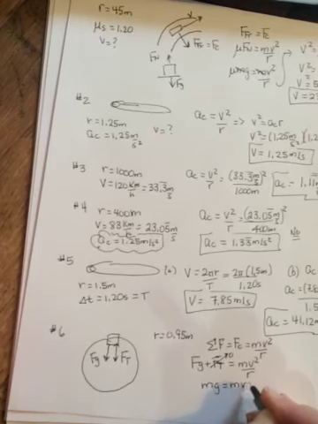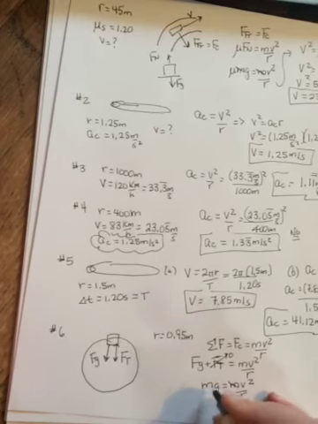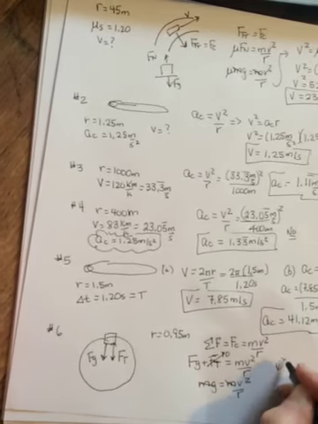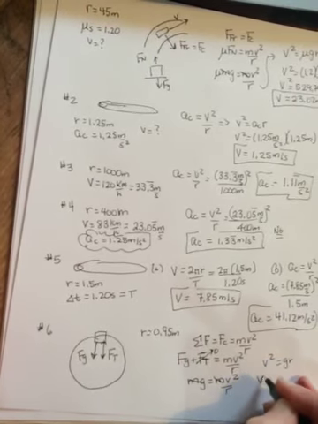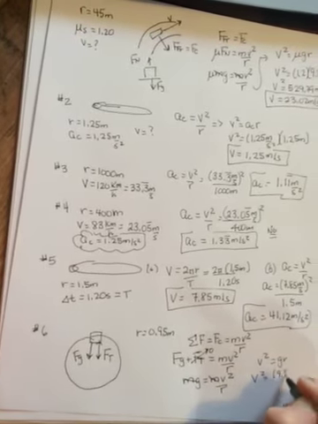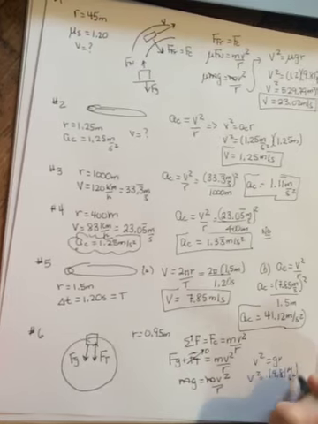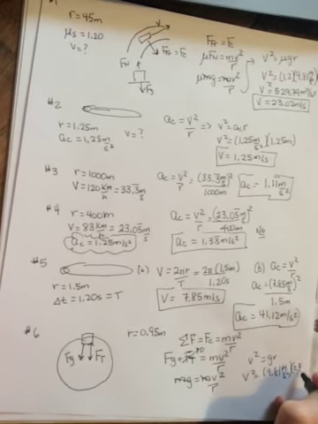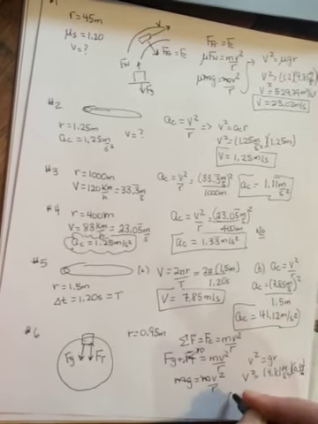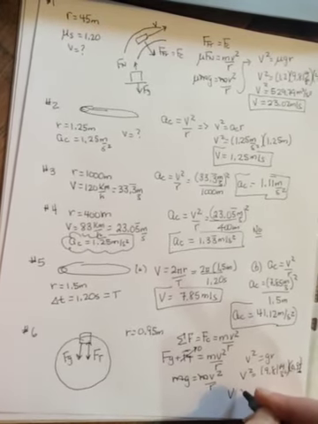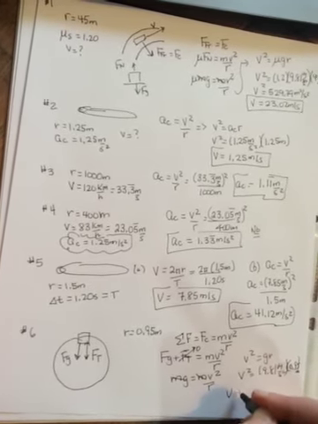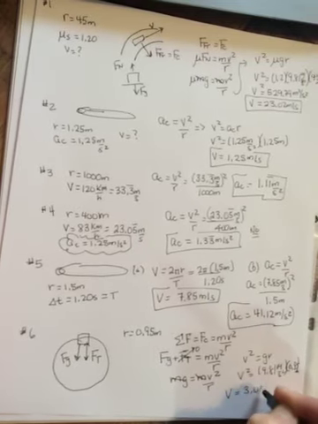And so it becomes mv squared over r equal to mg, and you're looking for v squared equals g times r. So 9.81 meters per second squared times the 0.95. Remember, that's v squared. So you're going to have to take the square root. So it's 3.053.